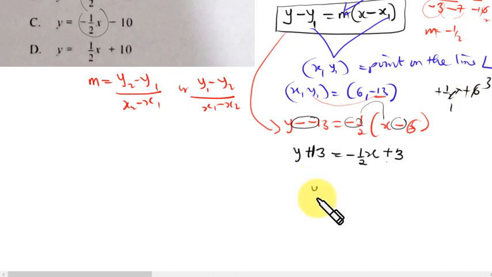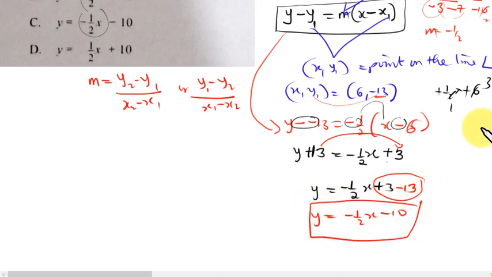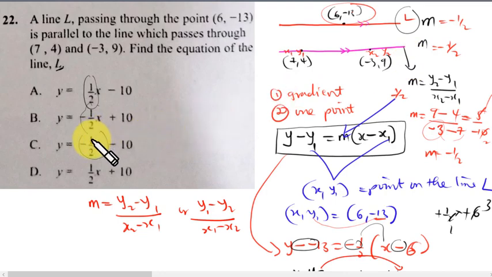We have y here, we need to subtract 13 from both sides of the equation, so we have negative 13 here. y equals negative half x, and when we subtract 13 from 3, we get negative 10. So this becomes the equation of the line L, negative half x minus 10. So the correct answer is C.